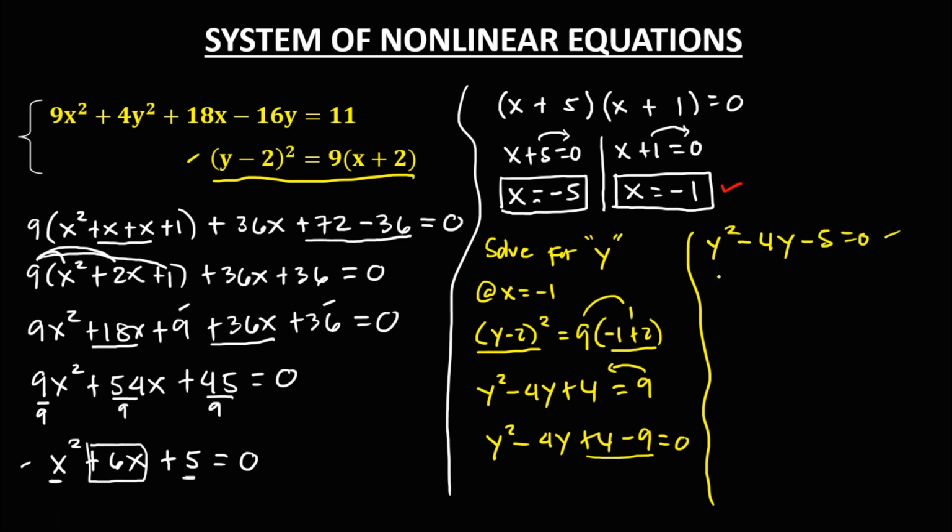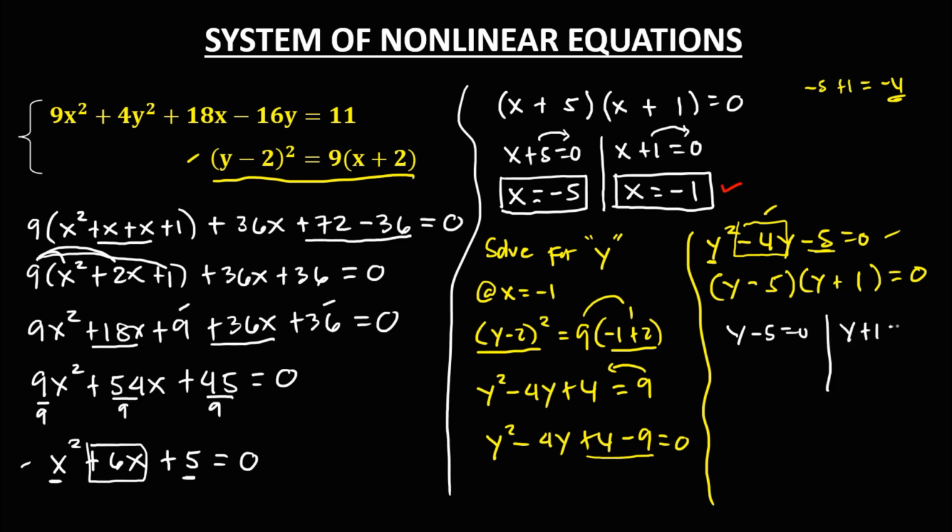We can solve this quadratic equation by factoring. So we have y squared, then y and y, and for 5, the factors are 5 and 1. Since the middle term is negative, the bigger number must be negative. So this one is negative and this one is positive, because negative 5 plus 1 is negative 4, and negative 4 is the middle term. To solve now for y, equate these factors to 0. So y minus 5 equals 0, and the other one, y plus 1 equals 0. Therefore y is equal to positive 5, and the other one, y equals negative 1.